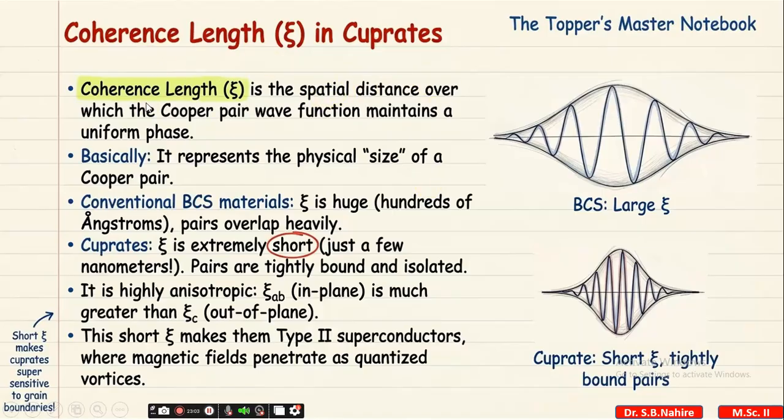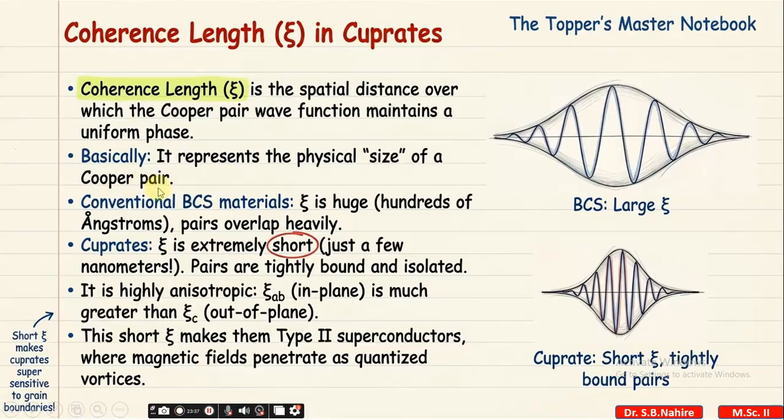Now, let us understand an important concept in superconductivity, coherence length denoted by Xi. First point. Coherence length is the spatial distance over which the Cooper pair wave function maintains a uniform phase. In simple words, it tells us how far the paired electrons remain connected or correlated in a superconductor. Next point. Basically, coherence length represents the physical size of a Cooper pair.